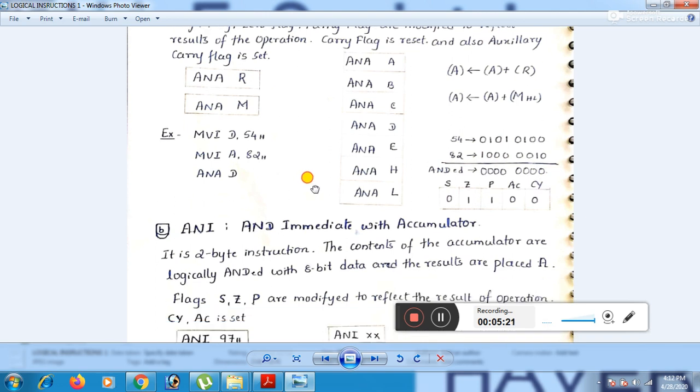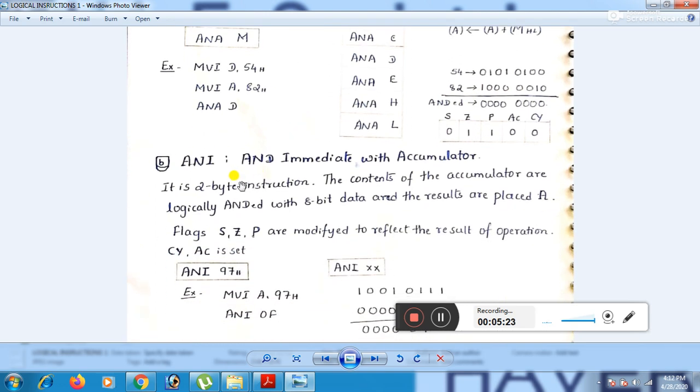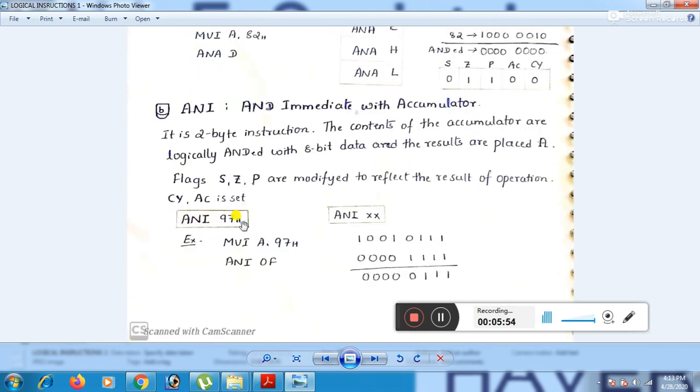The next instruction is ANI, that is AND immediate with accumulator. The accumulator contents and the given 8-bit data are ANDed immediately. That's why it is I, meaning a 2-byte instruction. The contents of the accumulator are logically ANDed with 8-bit data and the result is placed in accumulator. Flags like sign flag, zero flag, parity flag are modified to reflect the result of the operation. Carry flag is reset and auxiliary carry flag is set.